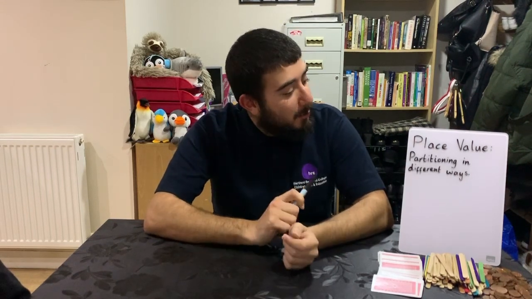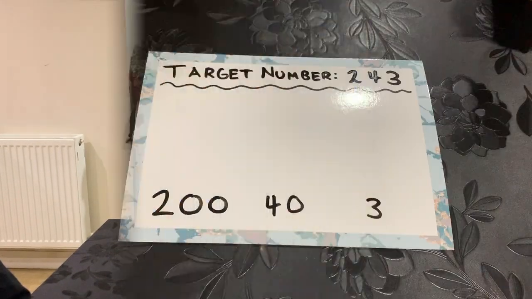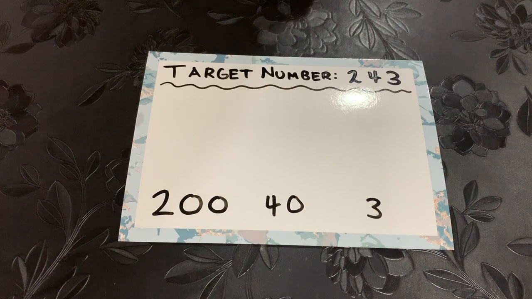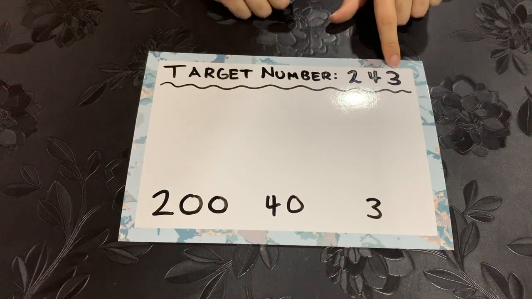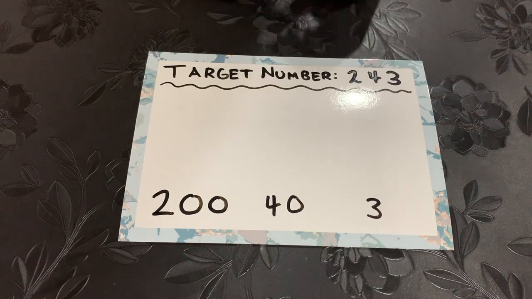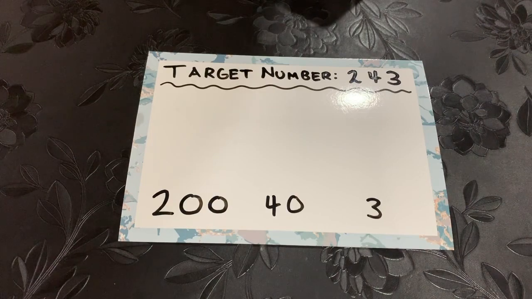Today we're going to carry on with the place value, but this time we're going to be doing some partitioning in different ways. Okay, so this is our first example. Our target number is going to be 243, and basically what we're going to be trying to do is to partition it in as many different ways as we can.